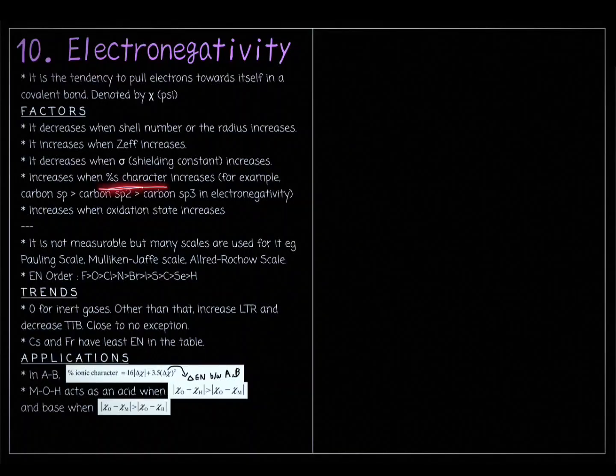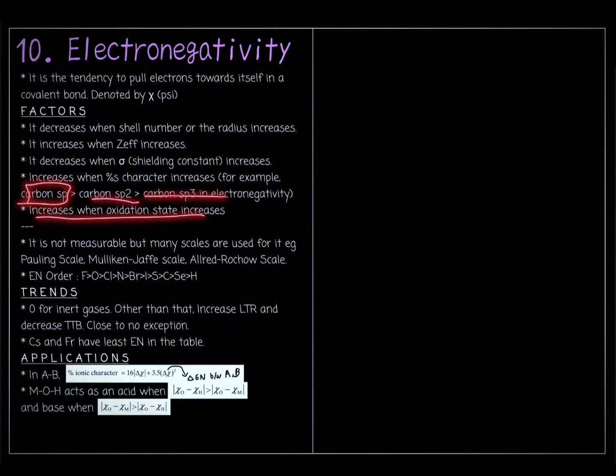like the tendency to pull electrons in a covalent bond increases when the percentage S character increases. What does that mean? Well, here S character is 50%, here it's 33%, and here it's 25%. You know this through chemical bonding. So sp carbon becomes more electronegative than sp2 carbon, which becomes more electronegative than sp3 carbon.